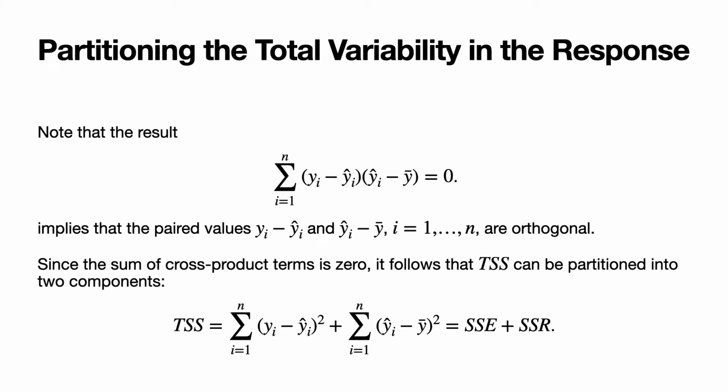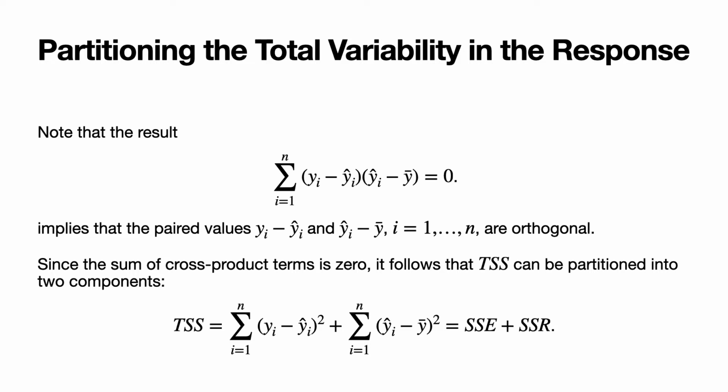Now, this result, that the sum of the cross products is equal to zero, implies that the paired values, y sub i minus y hat sub i, and y hat sub i minus y bar, those values are orthogonal. Now, since the sum of the cross product terms is zero, it follows that the total sum of squares, TSS, can be partitioned into two components.